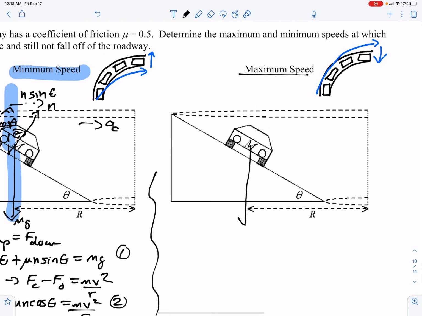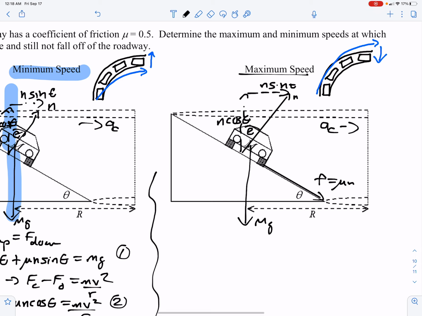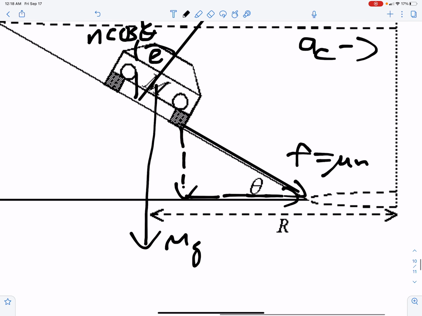We're going to have mg still going down. We're going to have normal force still going out of the plane. We have normal force cosine of the angle going up. We still have normal force sine in the direction of centripetal acceleration, which is towards the center. But this time you have friction going down the plane. Friction is mu n. So you're going to go down and over. So this is going to be mu n sine of theta, because that's the opposite side. And this side down here would be mu n cosine of theta.